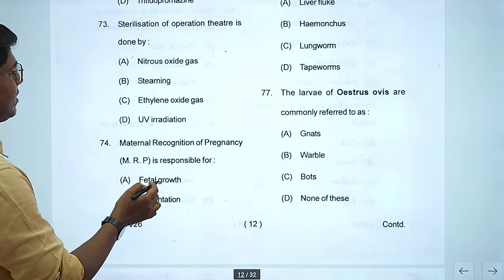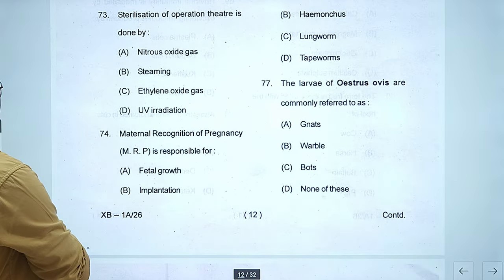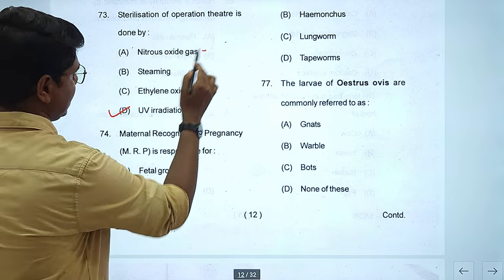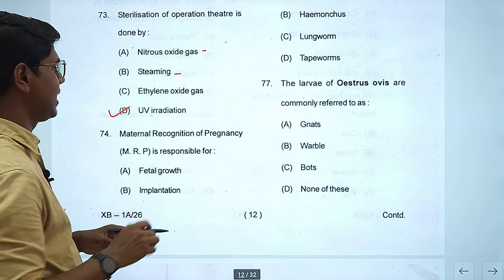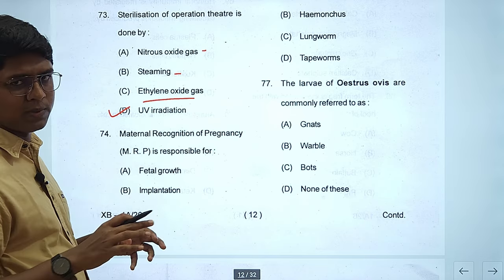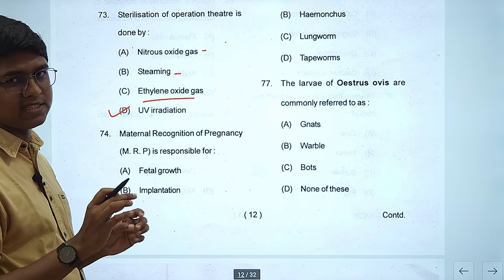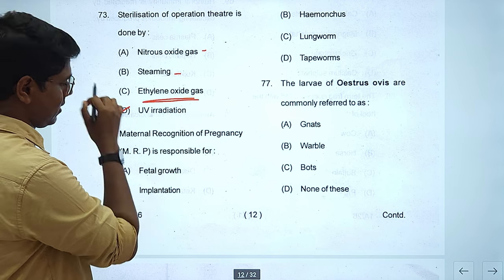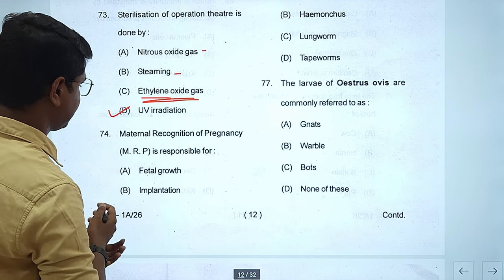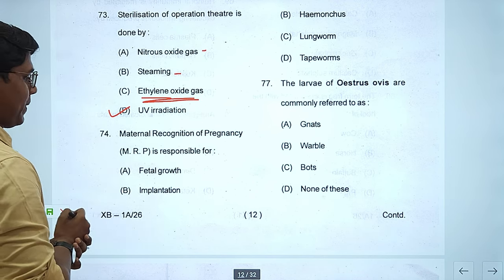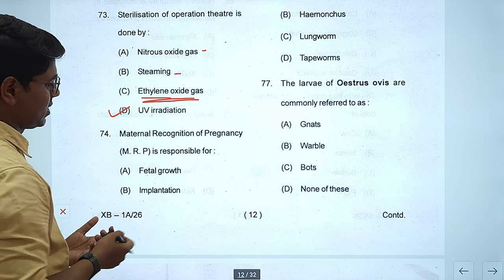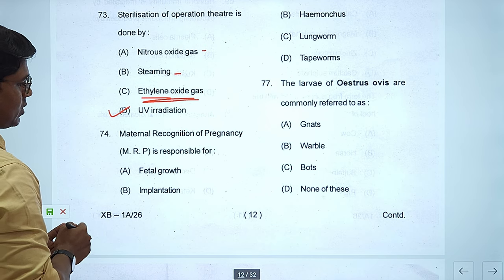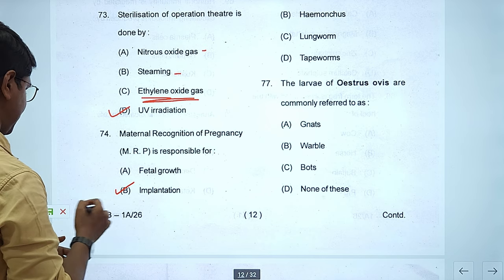Sterilization of the operation theater is done by UV radiation. Nitrous oxide is an inhalant anesthetic. Steaming, basically autoclaving, is how the instruments are sterilized. Heat sensitive instruments that cannot be autoclaved are sterilized by ethylene oxide gas. I have made a detailed video regarding sterilization in the general surgery section also. Maternal recognition of pregnancy is responsible for implantation.